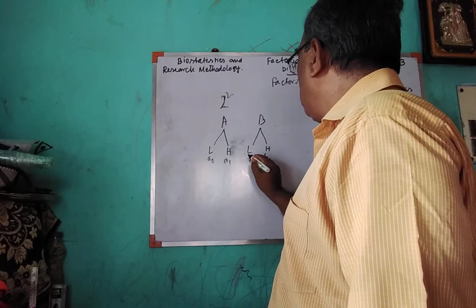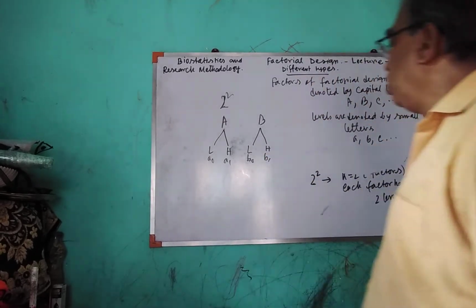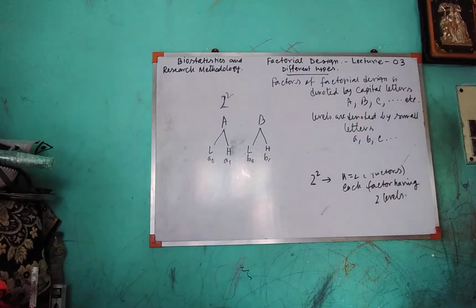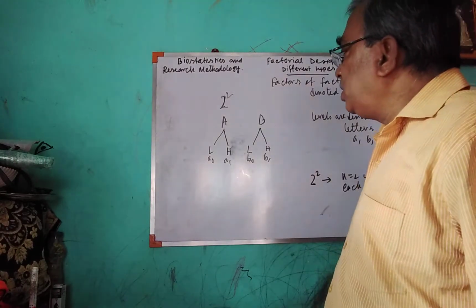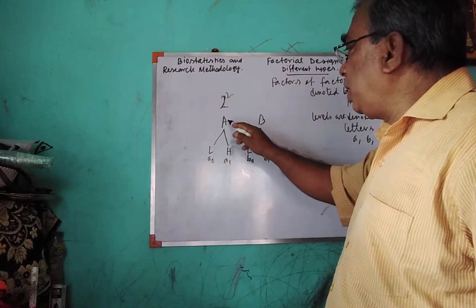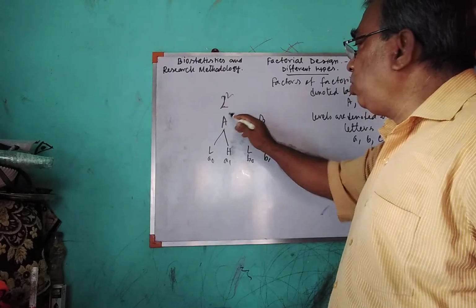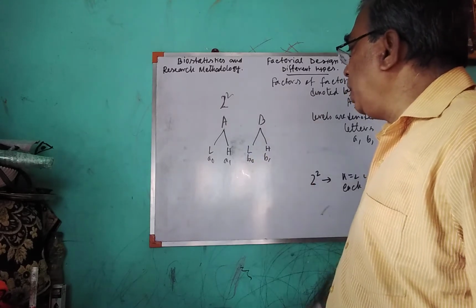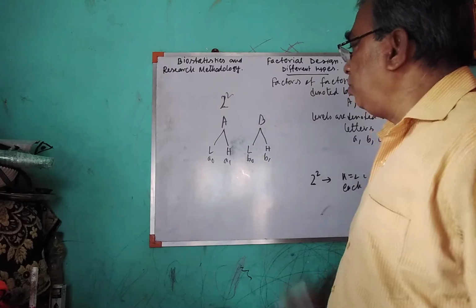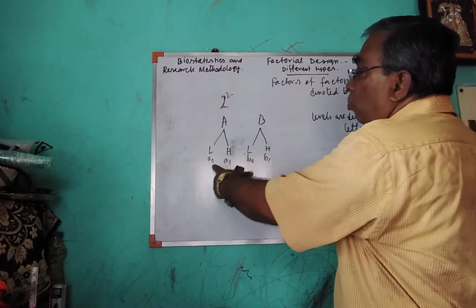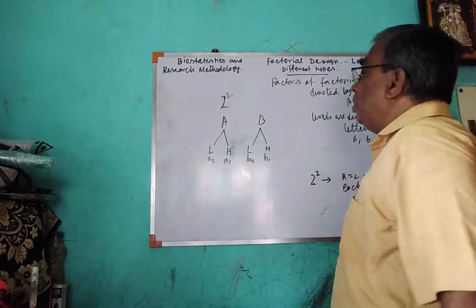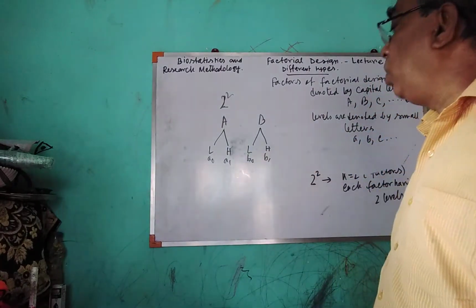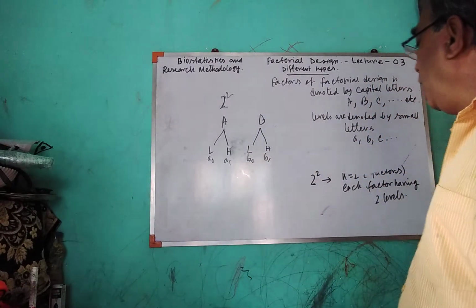B0 is known as the lower level of B, and B1 is the higher level of B. A 2 square factorial design means there are two factors, each factor having two levels. Say factor A and factor B, two factors. Factor A has two levels, a lower level and a higher level: A0 is the lower level, A1 is the higher level. Similarly, for factor B, B0 is the lower level and B1 is the higher level.